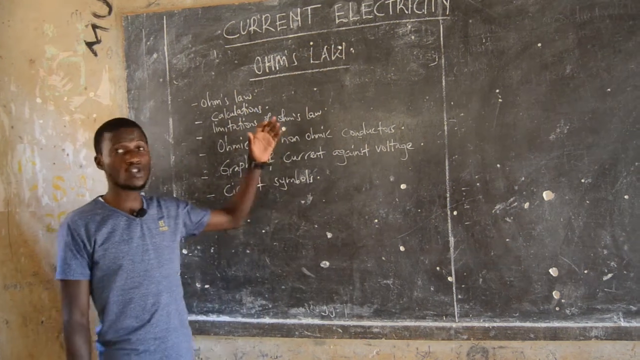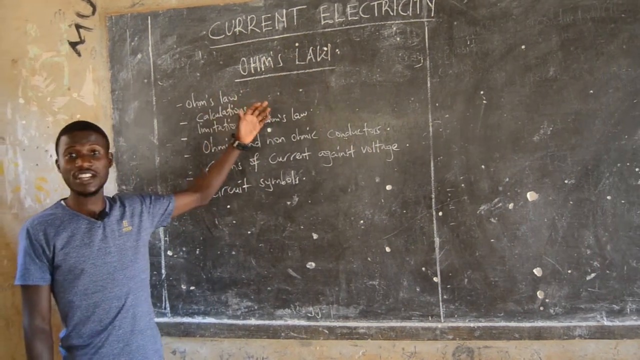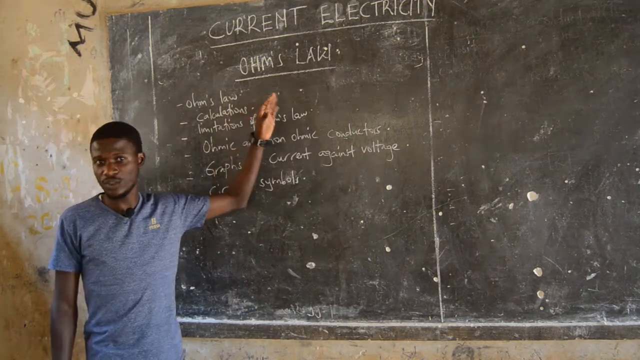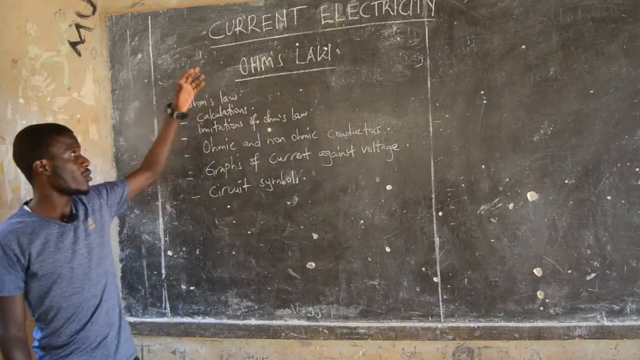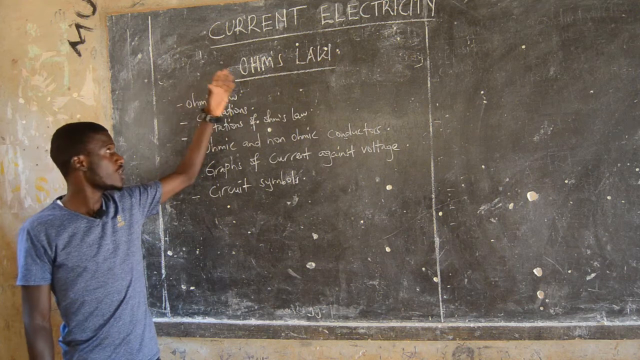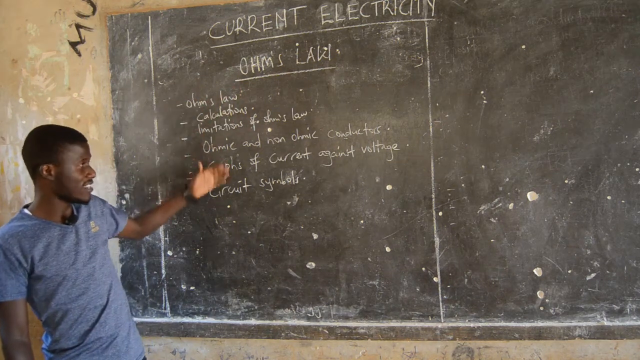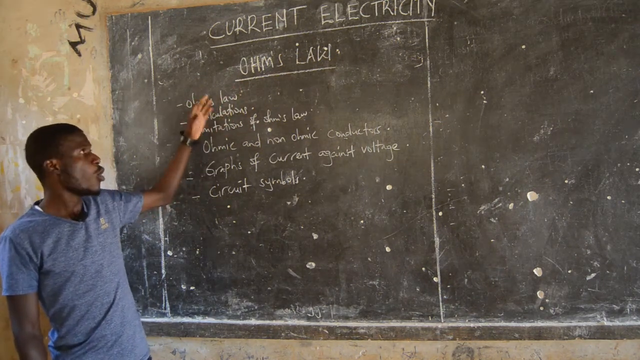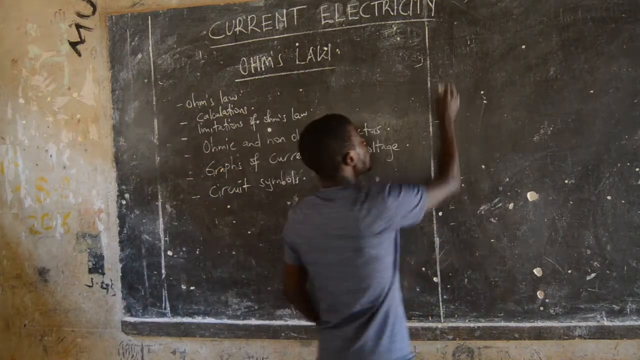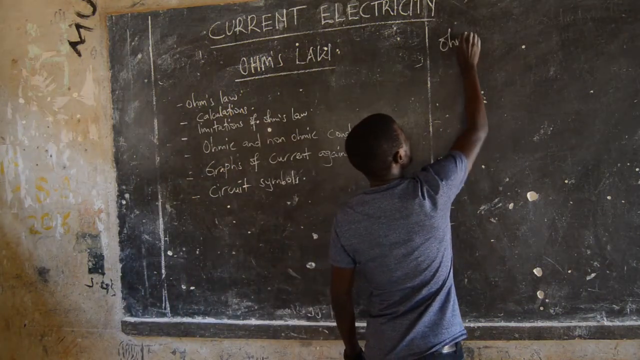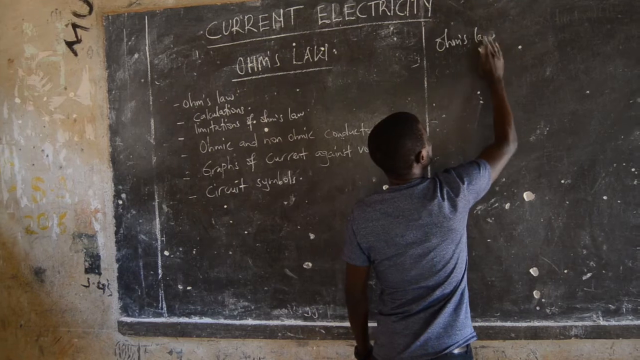We are going to continue with current electricity, and this is lesson 3. We are going to talk about Ohm's law. As you see what I've listed, that's what we are going to talk about. So Ohm's law, they can tell you, state Ohm's law. How does Ohm's law state?